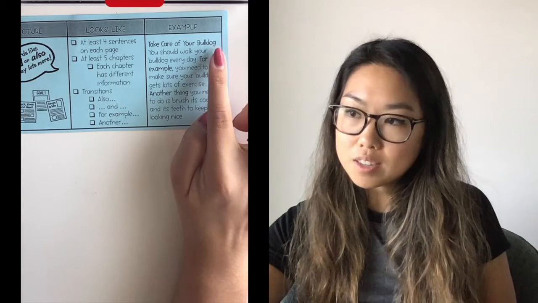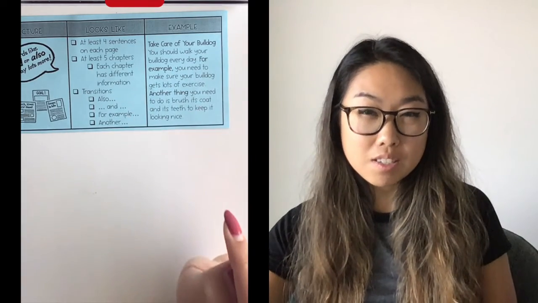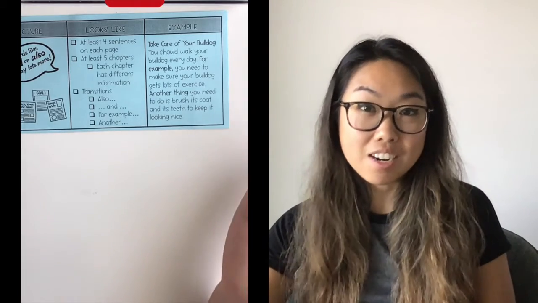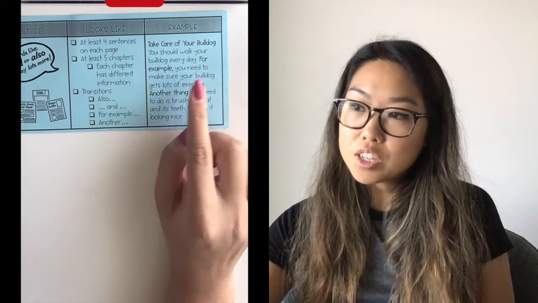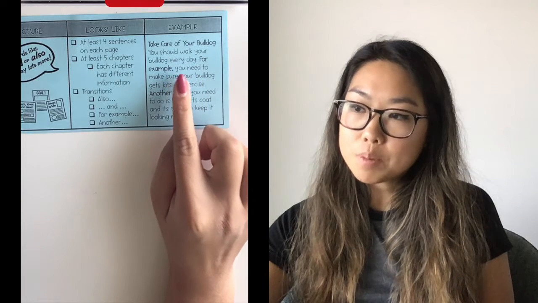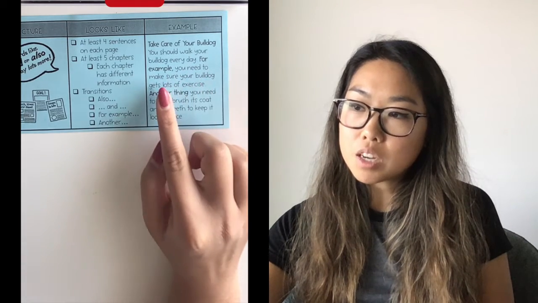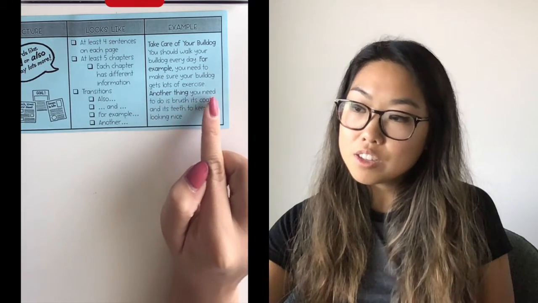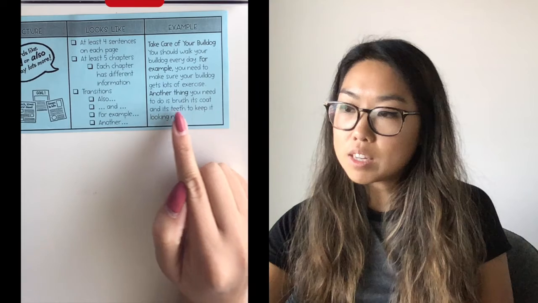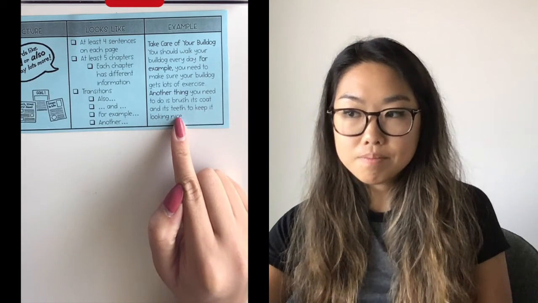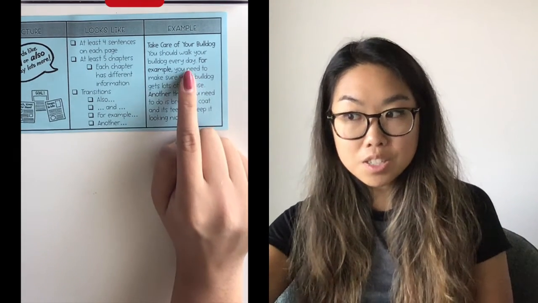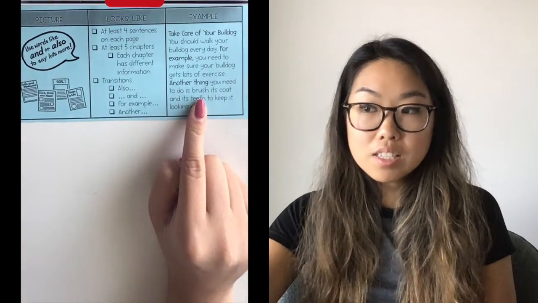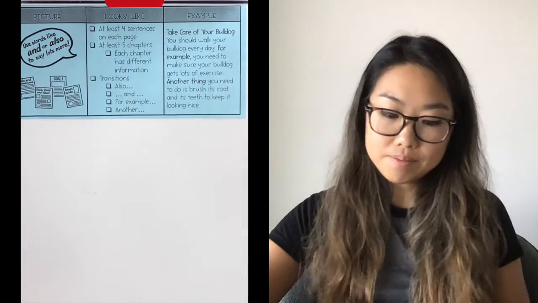Take care of your bulldog. Since the chapter's title is Take Care of Your Bulldog, I know it's going to teach me about how to take care of your bulldog. You should walk your bulldog every day. For example, you need to make sure your bulldog gets lots of exercise. Another thing you need to do is brush its coat and its teeth to keep it looking nice. Notice they told some information, gave examples, and added on. So let's see what we can do today in our writing.